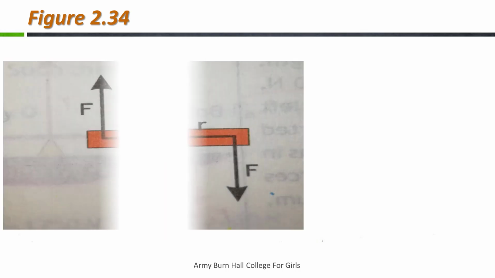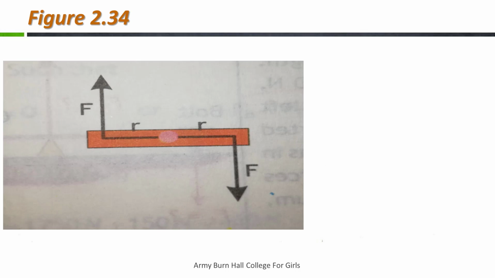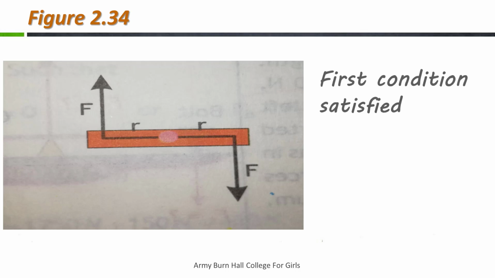If we consider the second figure over here, you can see that the upward force is equal to the downward force. Upward force and downward force are balancing each other. So we can say that the first condition of equilibrium is satisfied. This body is having no tendency to move, no tendency to follow translational motion, because the net force in this case is 0.